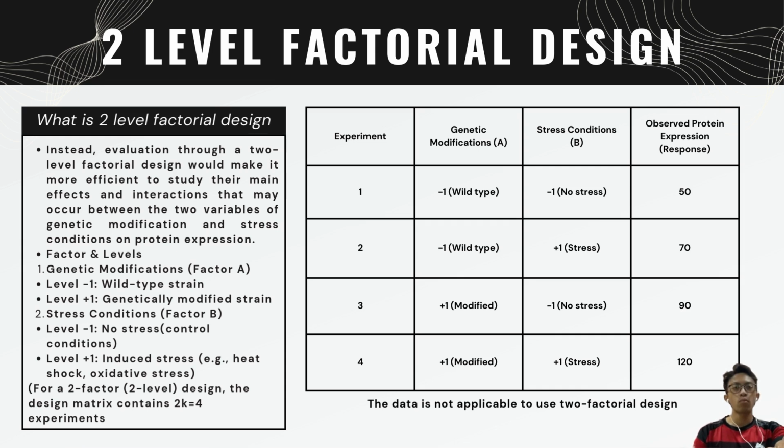So why is this important? It is because this design is widely used in science and also engineering, because it helps us to uncover hidden relationships between variables. For example, for this experiment, it is the genetic modification and also the stress condition. It is efficient, easy to implement, and it gives us deeper insights into complex systems.